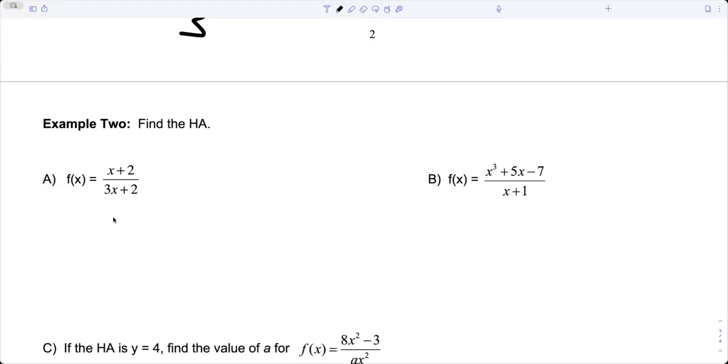Okay, so let's come back. It says find the horizontal asymptotes. F of x is equal to x plus 1 over 3x plus 2. I want to find the limit, and this goes to infinity. The degrees in the numerator and the denominator are the same. Therefore, I'm going to look at the ratio of the coefficients. Therefore, my horizontal asymptote would be y equals 1/3.